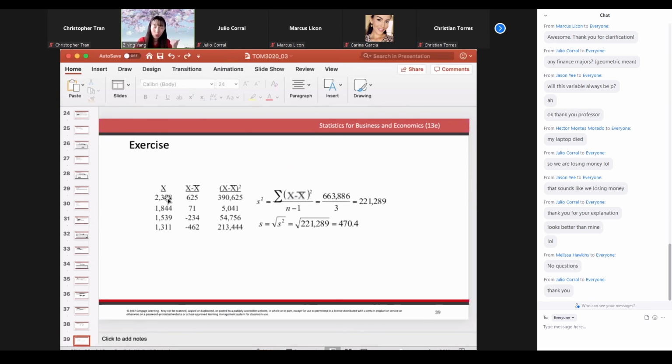So one is $2,398. It's a bit pricey, and he really likes it. Okay, it's on his list. Next one, $1,844. The next one is $1,539. And the next one is like a used but still decent refrigerator, $1,311. So we got the 4 price values. And now the exercise is, let's do it step by step to calculate the variance and the standard deviation.